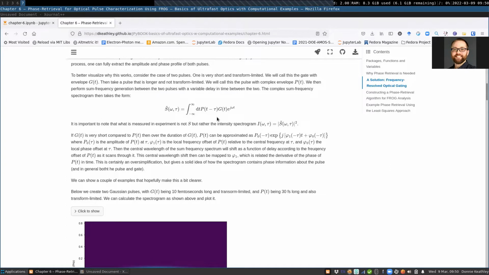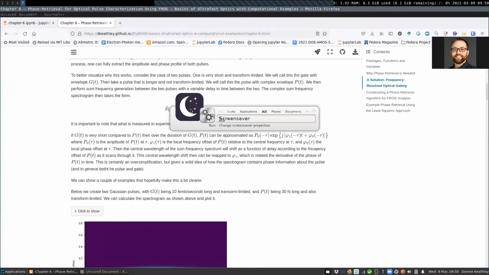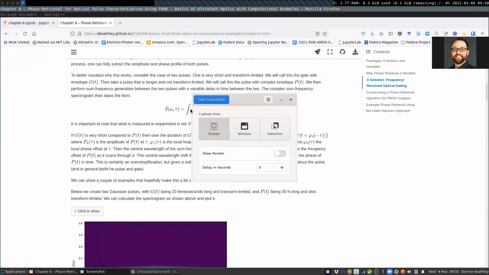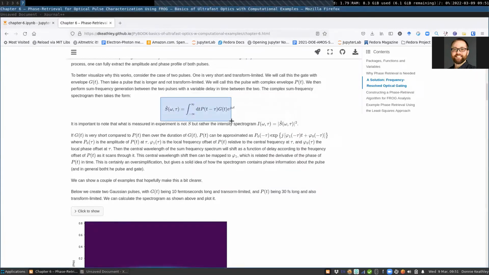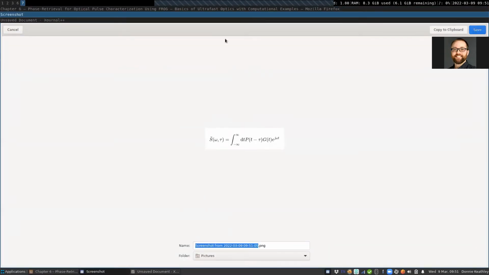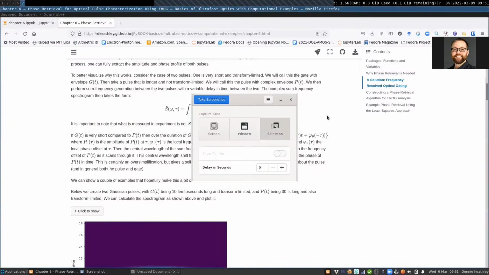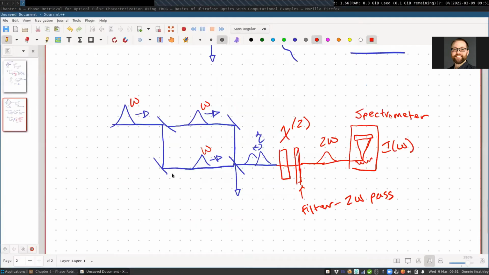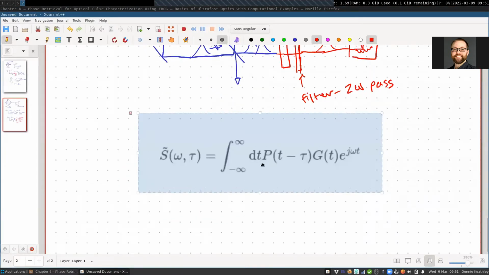So basically this S of omega t, this is what describes the pulse that comes out of that chi2. So I'm going to get a screenshot of this. All right. Screenshot. Let's carry that over to our notebook here. And then copy. There we go.